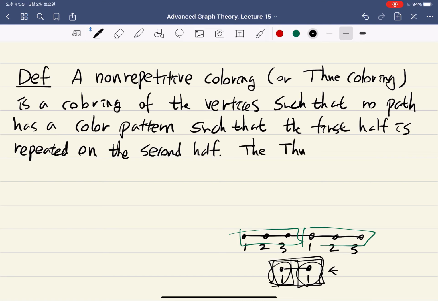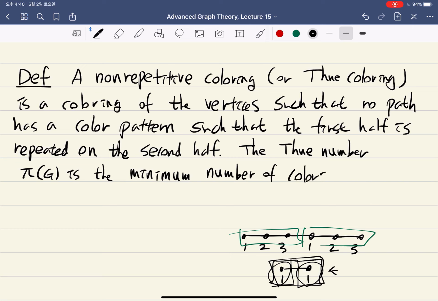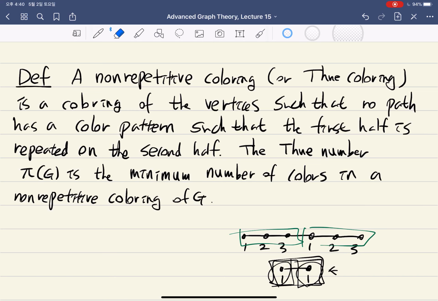And we say that the Thue number, let's write it as pi of G, is the minimum number of colors in a non-repetitive coloring of G.